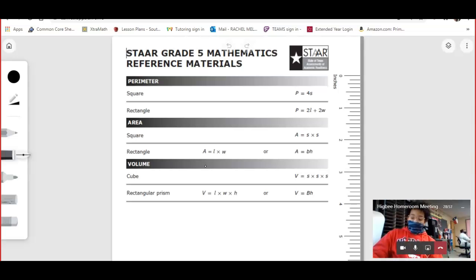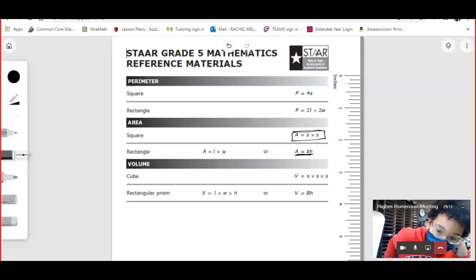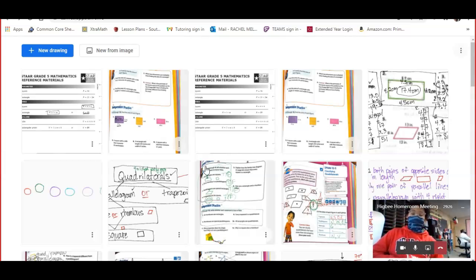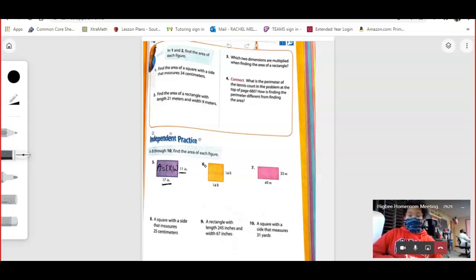Remember, for a square, it's side times side, because all sides are the same. So it does not matter what two sides you pick. Now I know that we do have base times height, but we're probably not going to use that one very often. We're going to stay with this one. Since we have a rectangle, we're using area equals length times width. So that means I need to do 17 times 11.